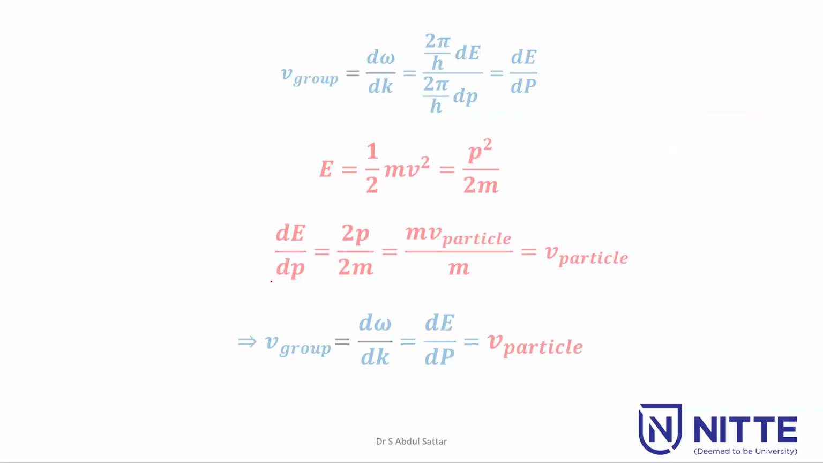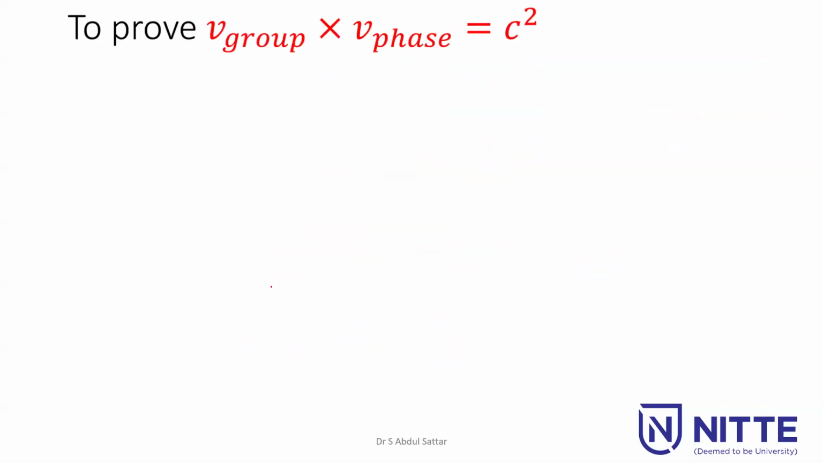One more relation we are going to do now, that is V group into V phase equal to c square. So the product of group velocity into phase velocity equal to c square. In that, we have to remember, we already proved V group equal to V particle.